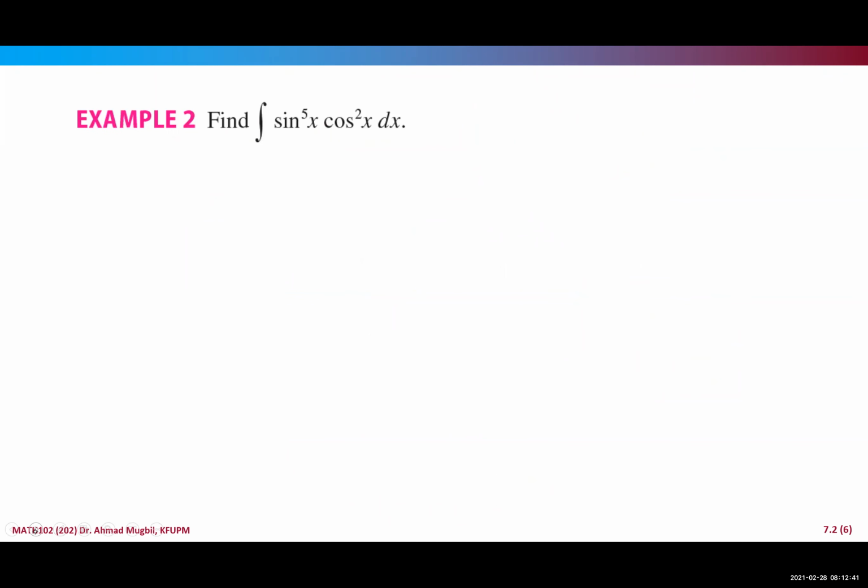Let's take another example. When we have sine to the power 5 of x times cosine squared of x dx, what can we do here, guys? Here also you should keep in mind that you need u and du. So what will be my u and what will be my du? What will be the substitution that I can use here? Keep in mind that between sine and cosine, this is the identity that I have: sine squared equals 1 minus cosine squared, or the opposite. So how can I use this?